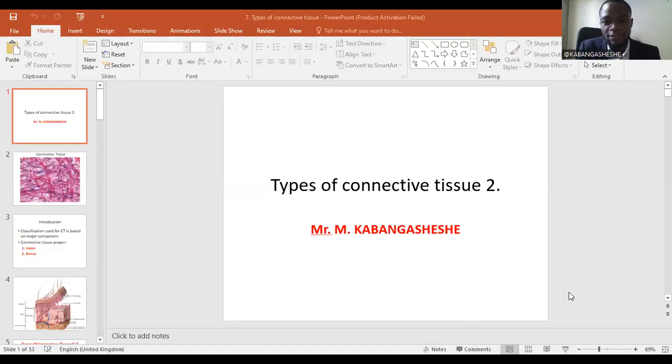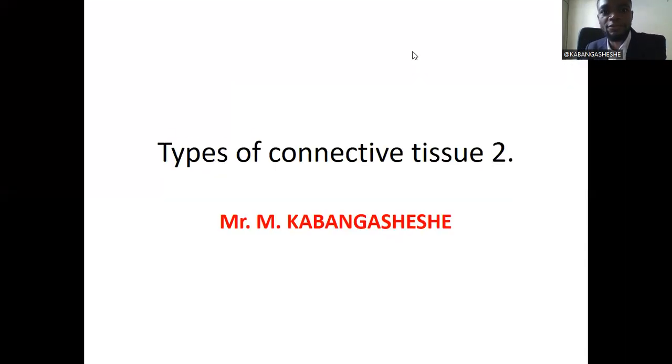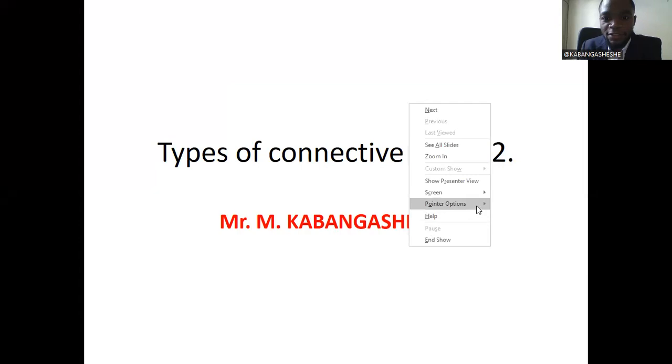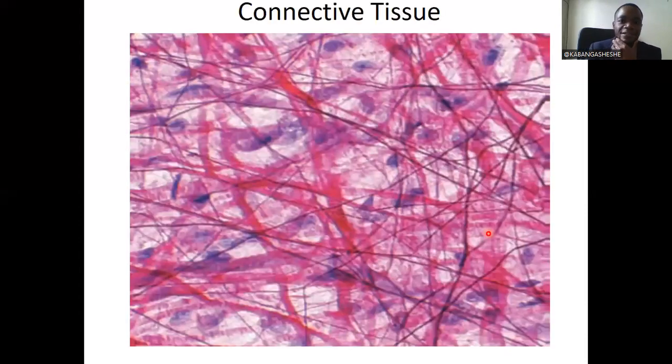All right, so today we'll look at connective tissue, the types of connective tissue. Last time we looked at the properties of connective tissue. This time around, we'll now look at the types of connective tissue.